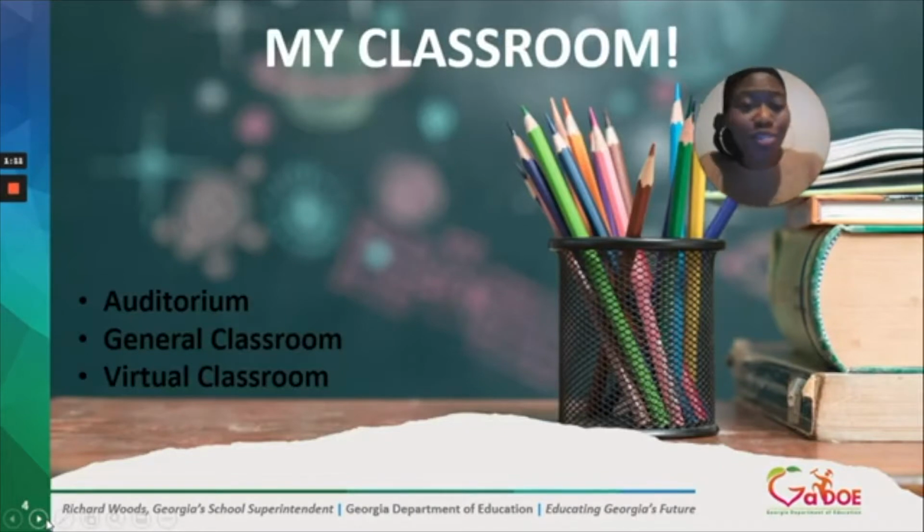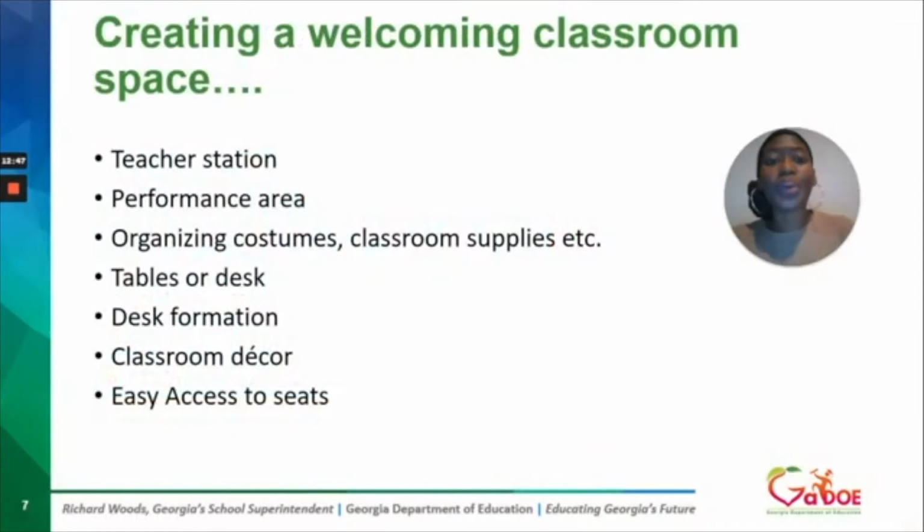So for your classroom, you might be in an auditorium space. You might be in a general classroom down the hall from social study classes, or you might be teaching virtually, or you might be in a nice black box theater space. And creating a welcoming classroom space, you want to think about where's your teaching station, where you'd place your desk, so you're able to view the entire class. You want to think about where is your designated performance space. You want to think about ways where you can organize your costumes, organize classroom supplies in a way to eliminate clutter in the room. You want to think about ways you're going to arrange your desk.